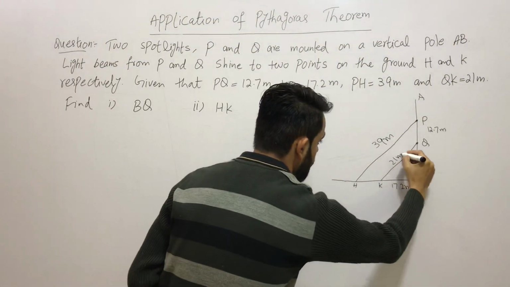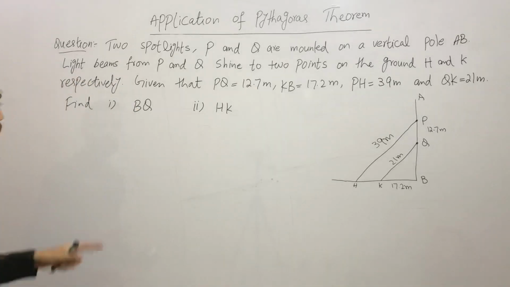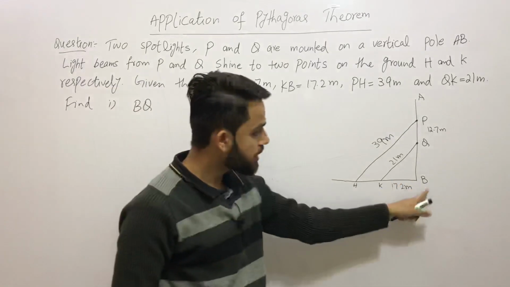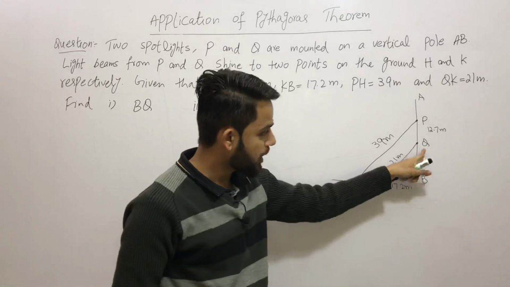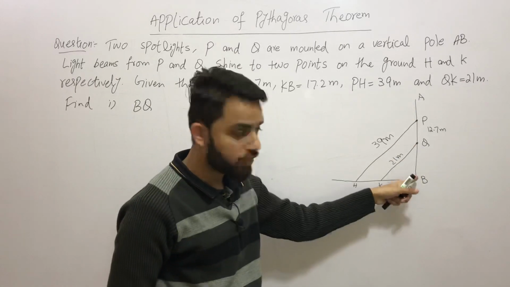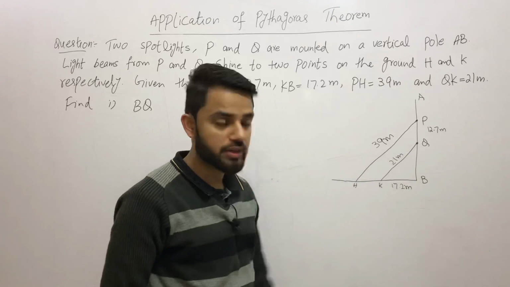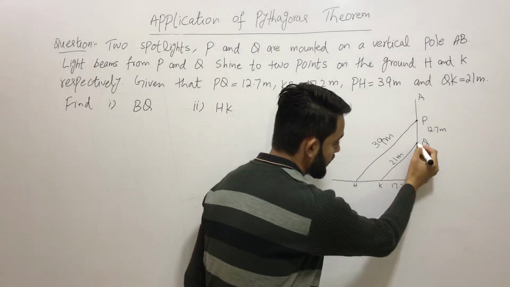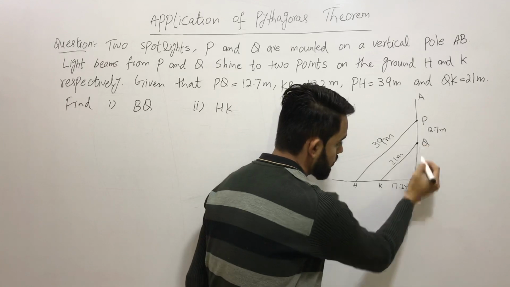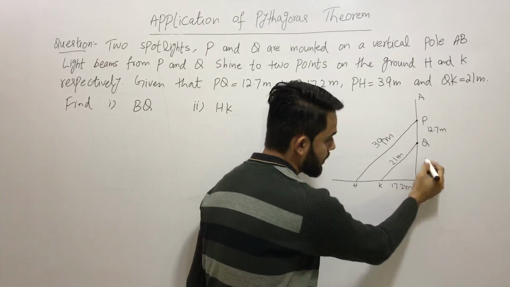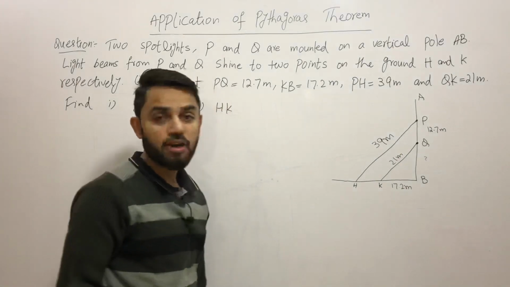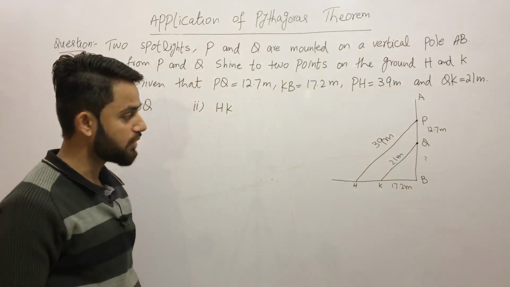This is 21 meters. Now we need to find BQ. So this is BQ. What actually is BQ? Q is the point on the pole AB where the light is mounted. So we need to find the length of BQ, where the spotlight Q is mounted from the ground. So it is the height of the spotlight Q. This is what we need to find, BQ.